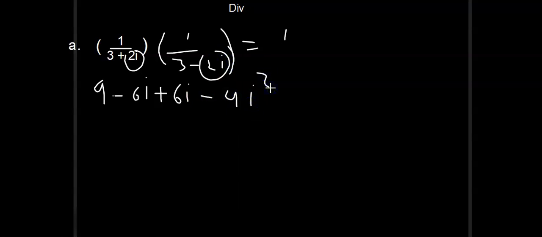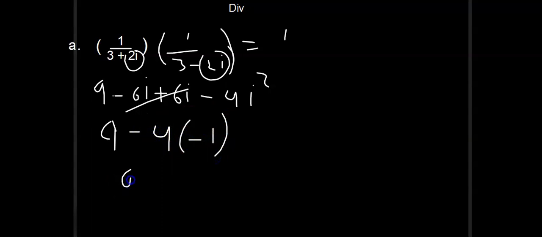And then you cancel this one, and then you're left with 9 minus 4i squared. i squared will be what? It will be -1. So since we got two negatives, it will be positive. So 9 plus 4, and it will be 13. So my last answer for the denominator is 13.